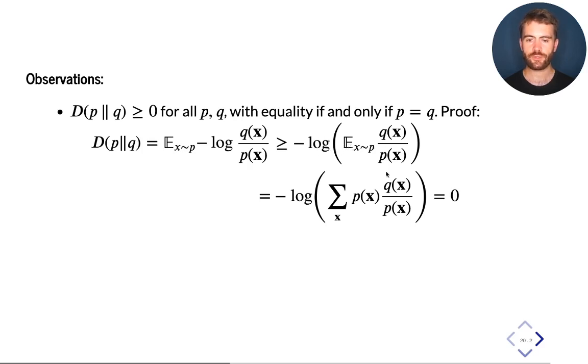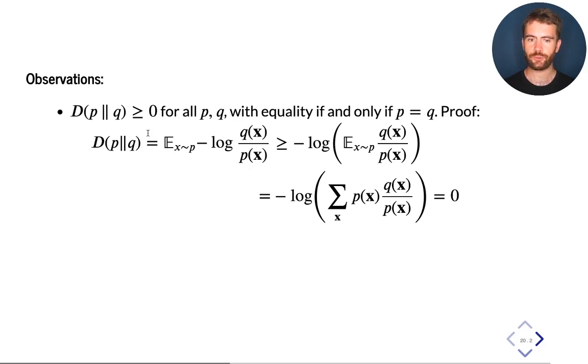And applying Jensen's inequality, we have the following expression. And then here, if we just simplify what's inside the log, this happens to be 1, and log of 1 equals 0. So here we have shown that the Kullback-Leibler divergence is non-negative, and you can easily see that when p equals q, this actually equals 0. This is an important property of something that we would want to use in order to compare probability distributions.